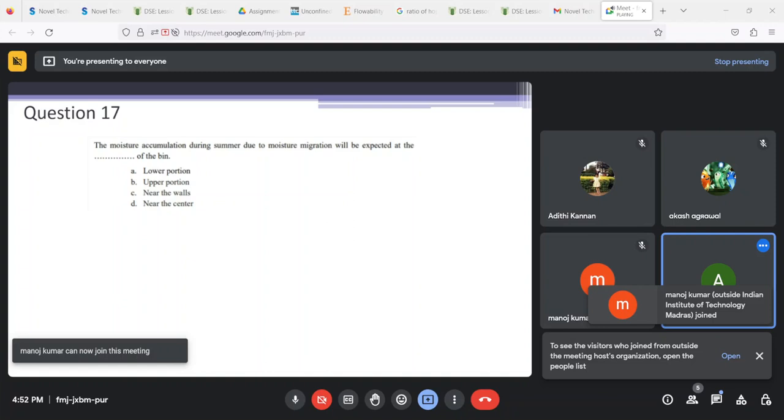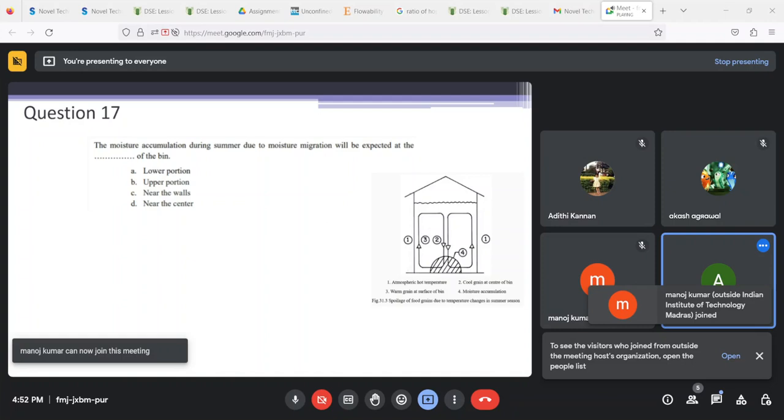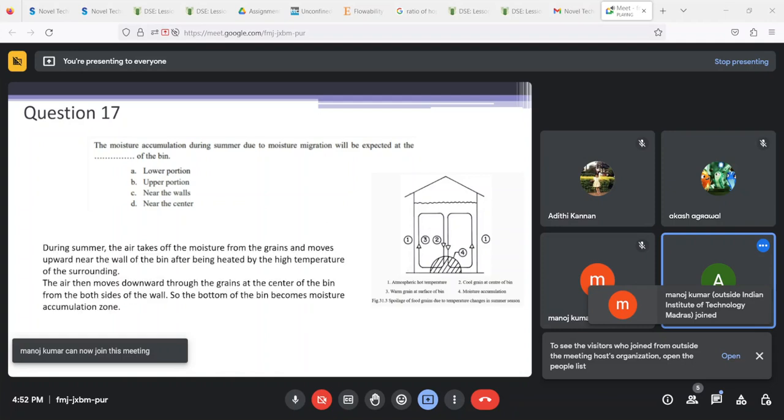It's not upper portion. Upper portion is during the winters. In winters, moisture is present in the upper portion, whereas in case of summers, it is present in the lower portion. So I'll discuss what is happening here. So let's say you had your grains present inside the silo bin, and now the season is changing from winter to summer. So when the season changes from winter to summer, your grains are still pretty cold, whereas your outer environment is slowly heating up because the season is changing. That is because of the summer season. So your atmospheric temperature is hot, whereas inside your grains are cool.